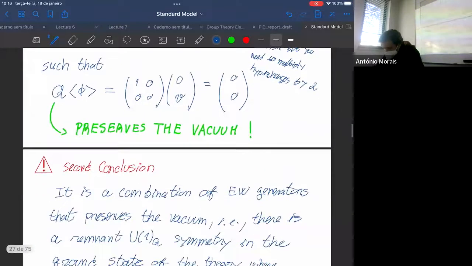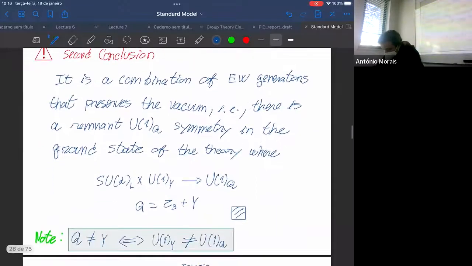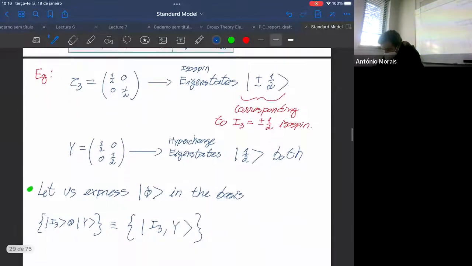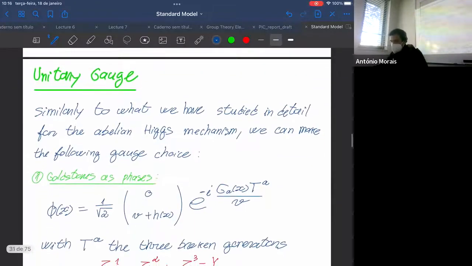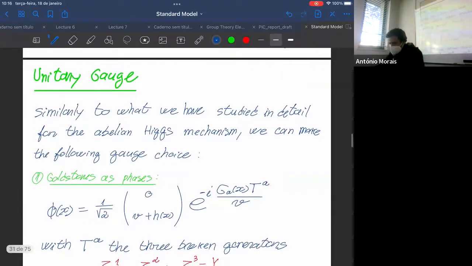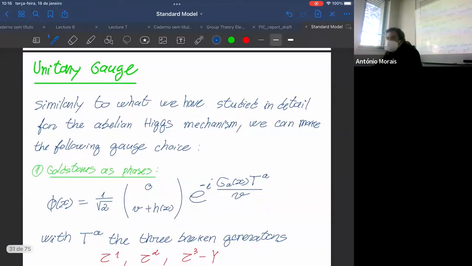Good. So let's then move on. I will just skip this slide. It was a side note. Right. So let's now look into the unitary gauge in the case of the standard model.